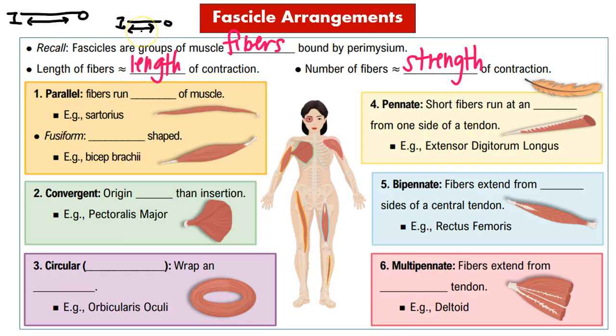you're going to have a shorter contraction because why? Well, it can't shorten that much. The insertion and origin are kind of close to one another, so yes, there will be some type of contraction, some type of shortening, but it won't be that much.